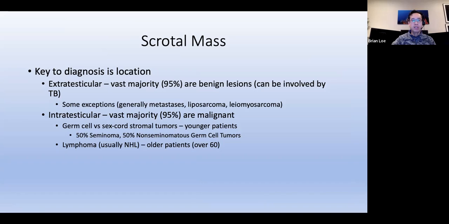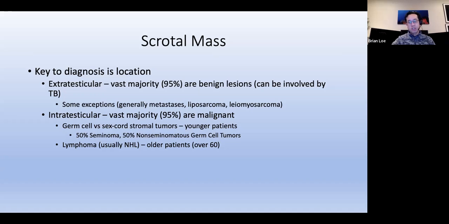So generally, there are some exceptions to the extratesticular being benign, and that's often related to extratesticular metastases, or you have these tumors that arise from the extratesticular structures, the liposarcomas, the leiomyosarcomas. So the sarcomatous lesions can arise from the extratesticular structures. Those are generally rare.